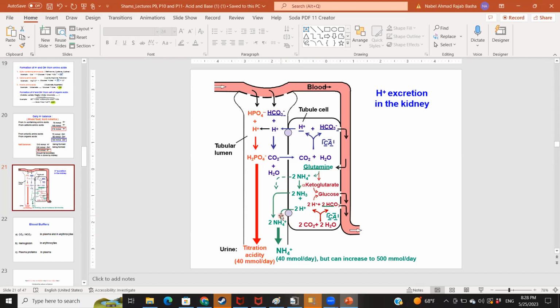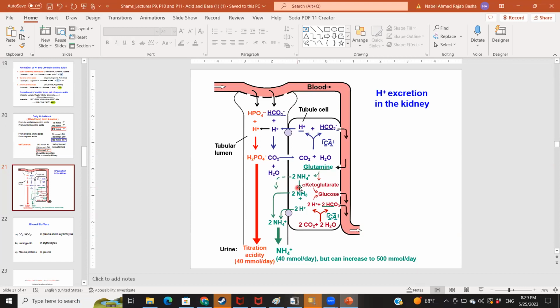So it buffered hydrogen. And when these hydrogen ions bind to ammonia and bind to phosphate, they will leave a space for more hydrogen to enter the urine. This is how we get rid of hydrogen in the kidney.